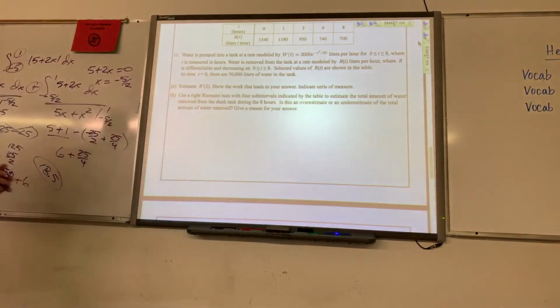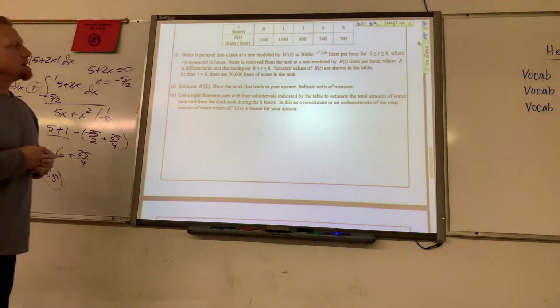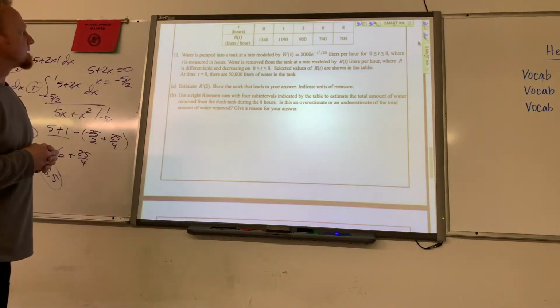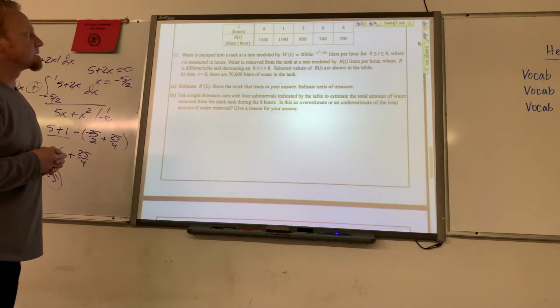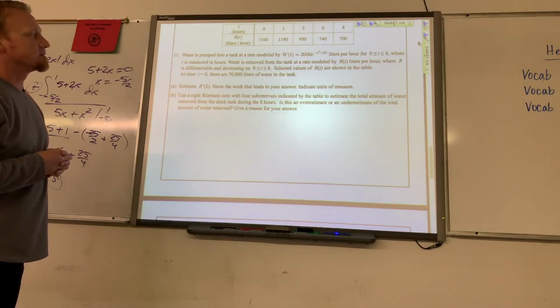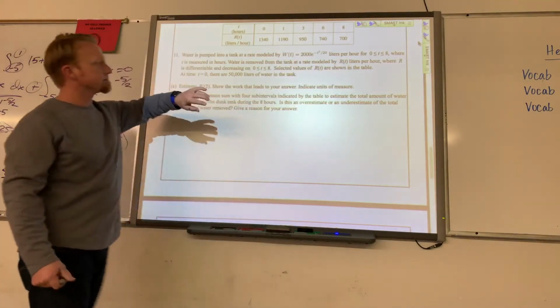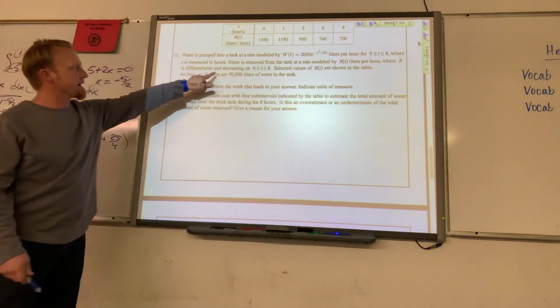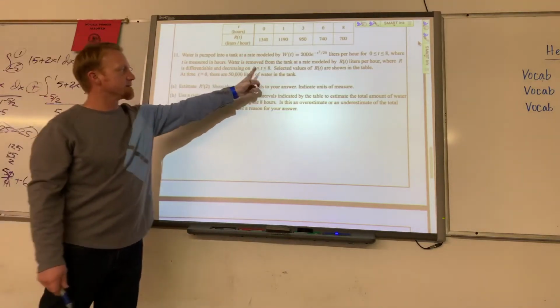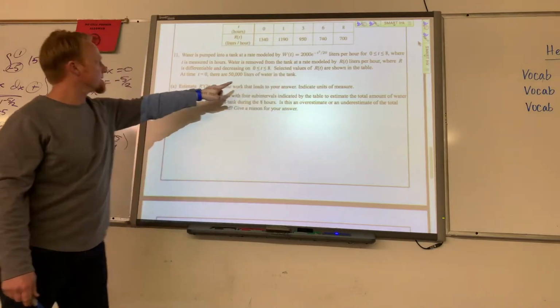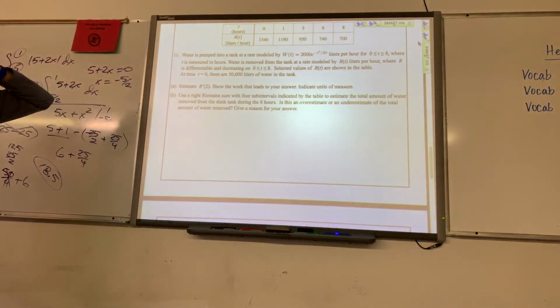All right, water is pumped into a tank at a rate modeled by W of t liters per hour for 0 to 8, where t is measured in hours. Water is removed from the tank at a rate modeled by R of t. So W of t, water's going in, R of t, water's going out, where R is differentiable and decreasing on 0 to 8. Selected values of R of t are shown in the table. At time t equals 0, there are 50,000 liters of water in the tank.